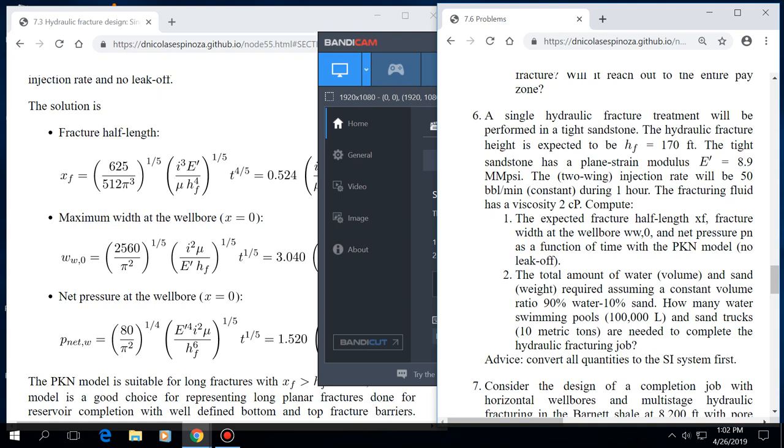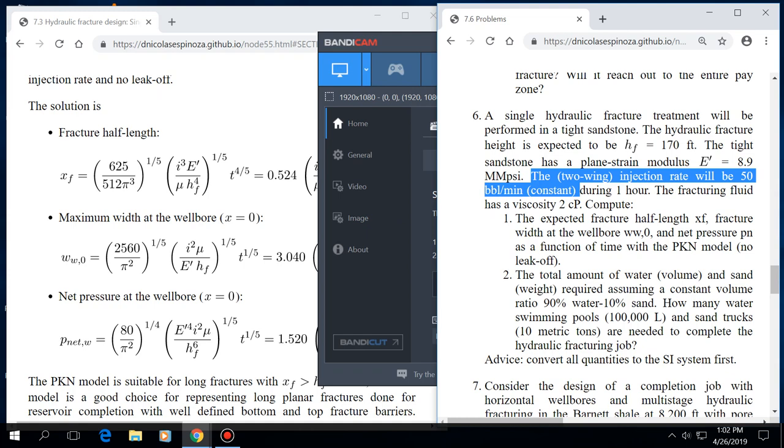Be careful that you have a two-wing injection rate, okay? So remember the definition of I here is just one wing. So the first part is just replacing these constants and putting those into those equations to calculate that as a function of time.